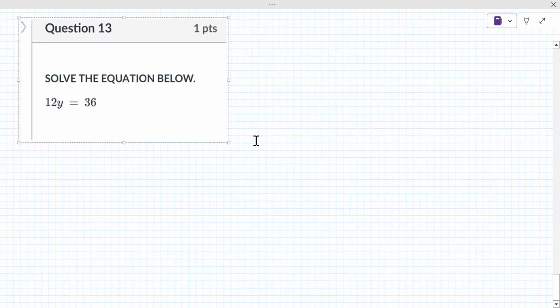So this one you solve by dividing. You divide both sides by the number that's in front of y. Doesn't matter what it is, just whatever's in front of y. So y would equal 3 then? Yes.